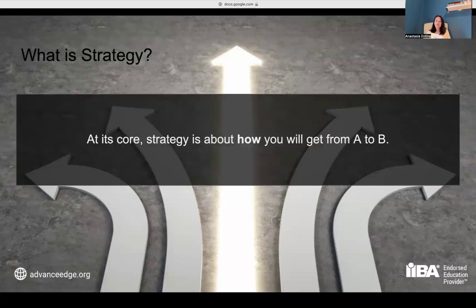So what is strategy? At its core, strategy is about how. The keyword is how you will get from A to B, right? Assume you have point A, you have point B, and there are multiple, numerous ways to get from A to B. The exact way that you select to get from A to B is strategy. That's the definition of strategy, right? How you get from A to B.